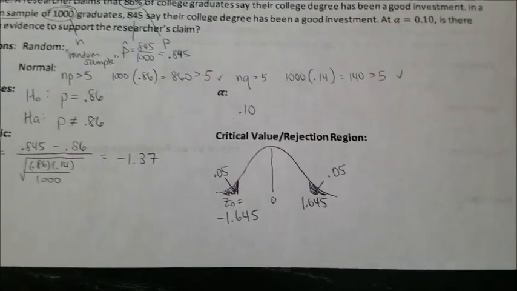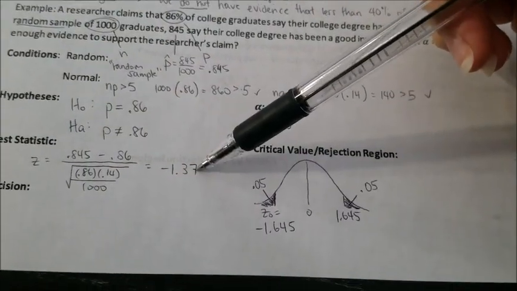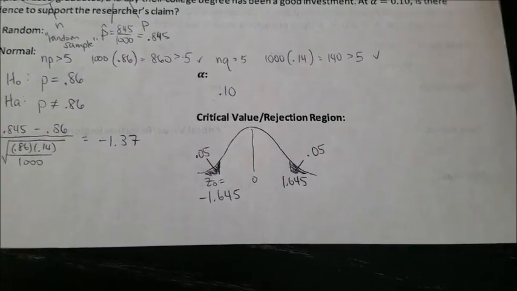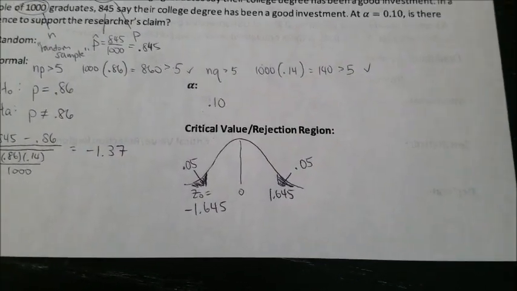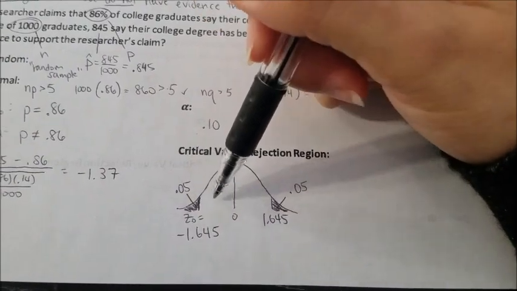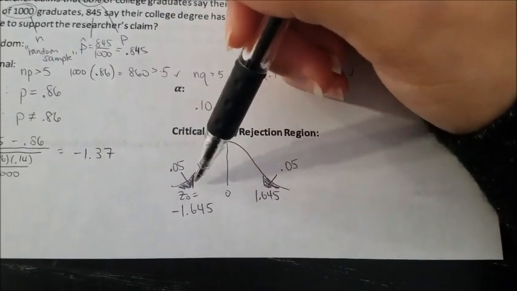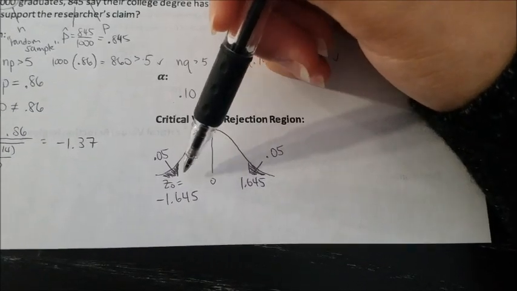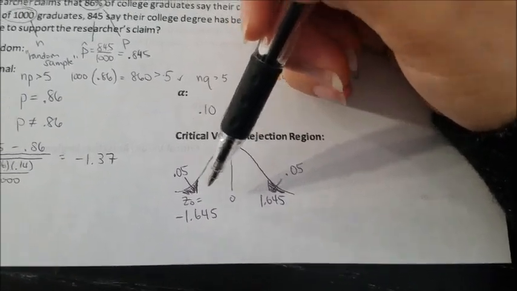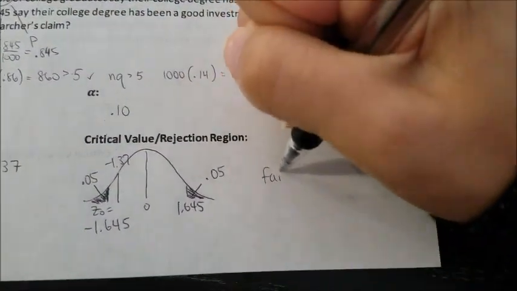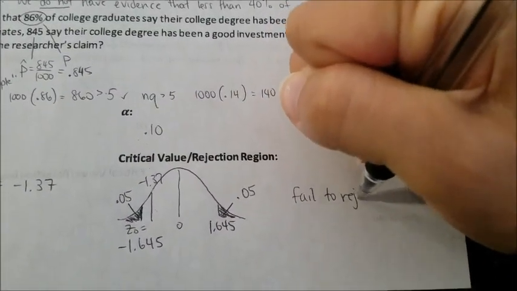Okay. Our test statistic, our z-score, was negative 1.37. Negative 1.37, I need to figure out, is that in the shaded area or is it not in the shaded area? And we got a negative, so it'll be on the negative side. But I think negative 1.37 is still closer to 0. So that means we fail to reject again.